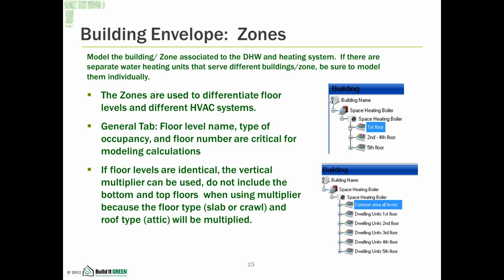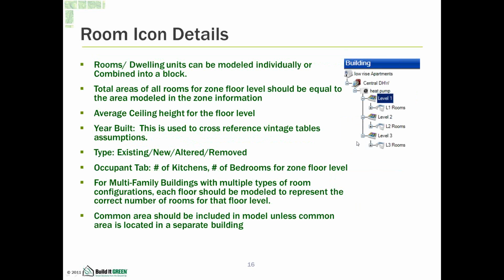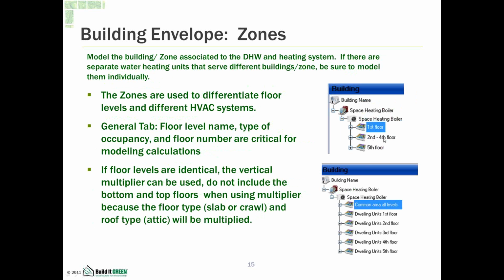Once you click on the zone, there's going to be a general tab that shows up, and in the information you're going to need to put in, the very end is going to ask you for a multiplier, and that just lets you know how many times you want to multiply that floor level. So in this example, I have the second to 4th floor, I'm going to be using a multiplier of 3 to represent the 2nd, 3rd, and 4th floor. If you have a roof and a floor, you have to model out the floor levels that represent the roof and the floor assemblies. So you're not going to be multiplying any roof or floor assemblies. You're just going to have to model that out separately.